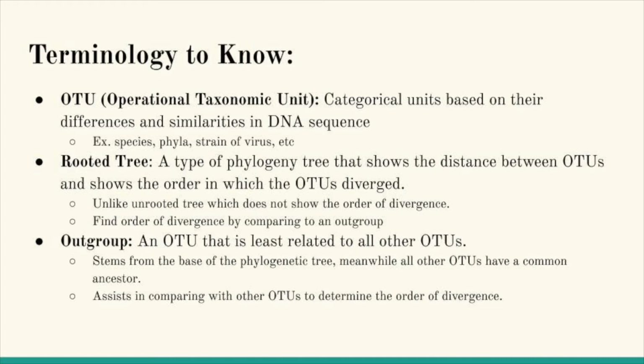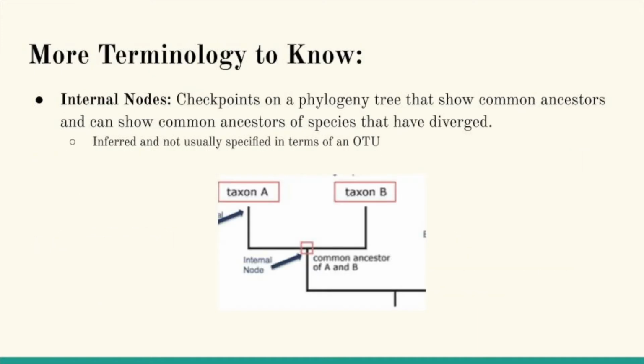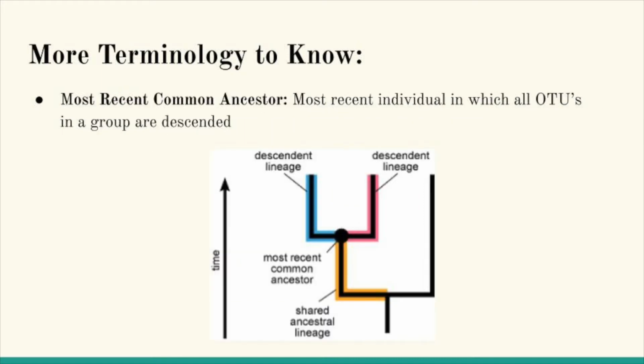Our next word is outgroup, which is an OTU that is least related to all other OTUs on a tree. While it stems from the base of a phylogenetic tree, it does not share a most recent common ancestor with other OTUs on the diagram. These are used to determine order of divergence. It is also important to note that an internal node is a checkpoint on a phylogeny tree that shows common ancestors and can show where species diverge even while not explicitly labeled. And finally, we have the term most recent common ancestor, which describes the most recent individual from which all OTUs in a tree are descended.